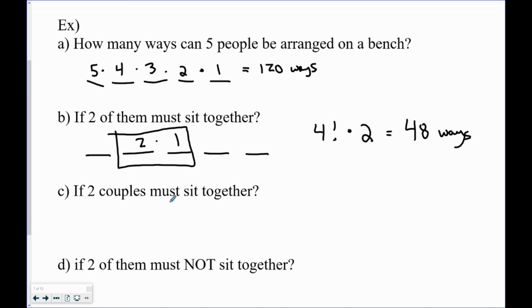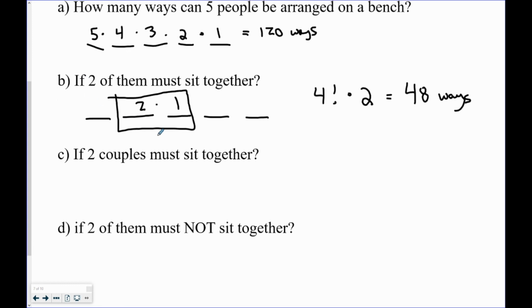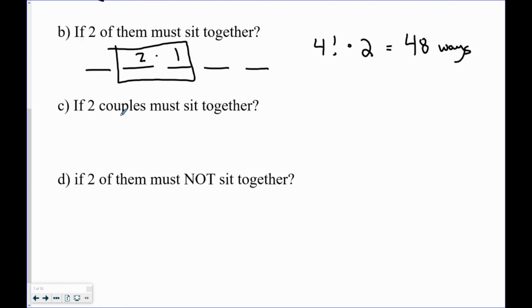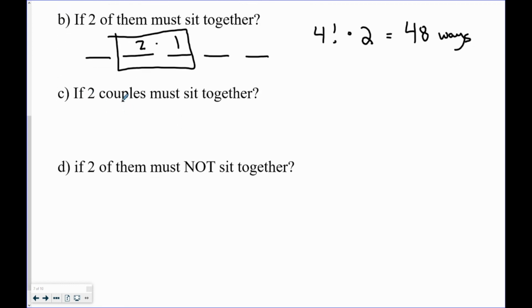What if 2 couples must sit together? Okay, so in part B, we had just 1 couple. Now we have 2 couples that want to sit together. Well, again, sketch it out. You got 1, 2, 3, 4, 5. So basically you got these 2 people want to sit together. These 2 people want to sit together. Now remember, each box, consider it as one person.